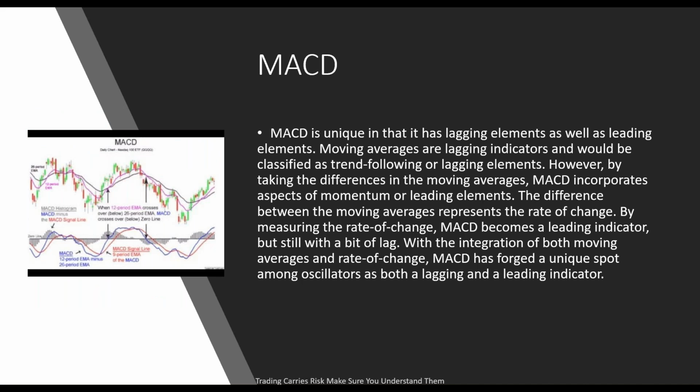MACD is unique in that it has lagging elements as well as leading elements. Moving average or lagging indicators would be classified as trend following or lagging elements. However, by taking the difference of the moving averages, MACD incorporates aspects of momentum or leading elements. The difference between moving averages represents the rate of change. By measuring the rate of change, MACD becomes a leading indicator, but still with a bit of lag. With the integration of both moving average and rate of change, MACD has forged a unique spot among oscillators as it's both a leading and lagging indicator.